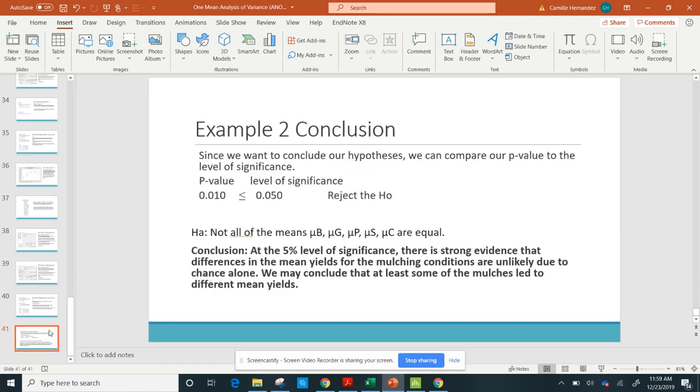So again, based on that graph, I thought something was going on. And when I concluded, yep, something's going on. But again, you can't tell me which one is different. You can show me the means, the standard deviations. I have to do another test to know for sure which ones are different than the rest.